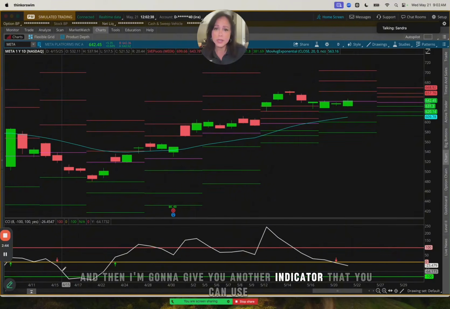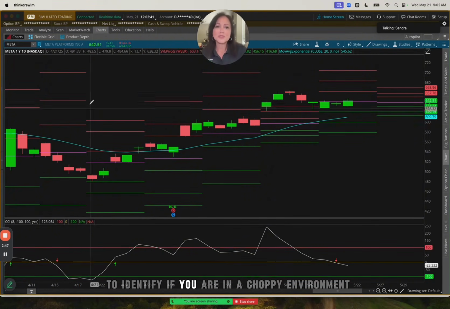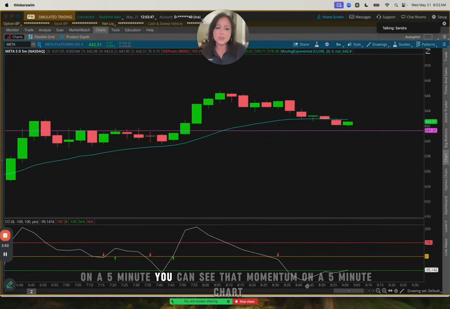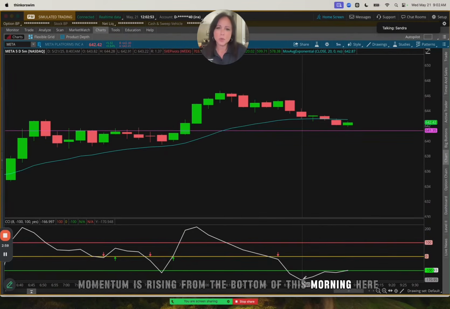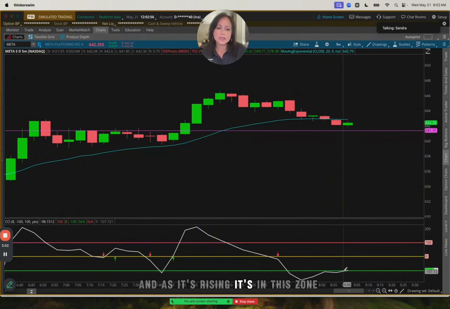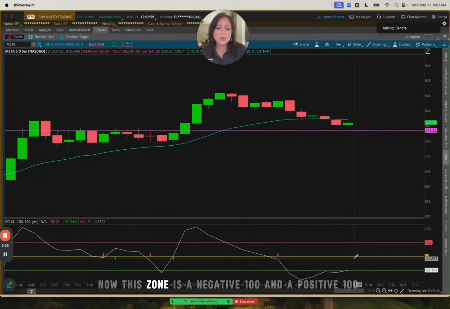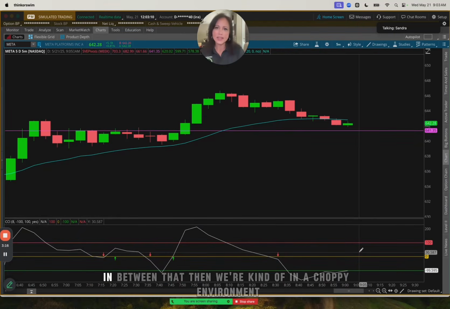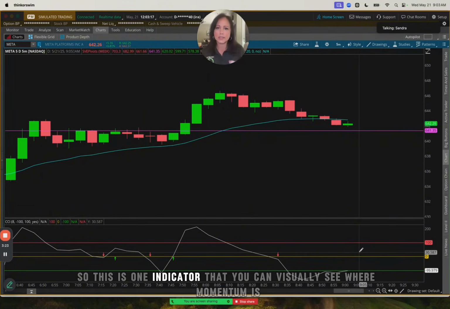And then I'm going to give you another indicator that you can use to identify if you are in a choppy environment on a smaller time frame. So as an example, on a 5-minute chart, momentum's rising from the bottom of this morning here. And as it's rising, it's in this zone. Now this zone is a negative 100 and a positive 100. As momentum is in between negative 100 and positive 100, then we're kind of in a choppy environment. So this is one indicator that you can visually see where momentum is.